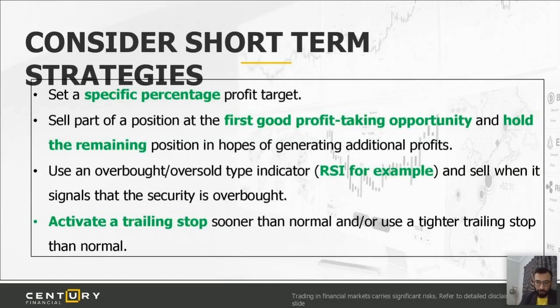If you buy Apple shares at $300, for example, and you have put a stop loss at 290, which means if it comes down to 290, your stop loss will get hit, and you book a loss.